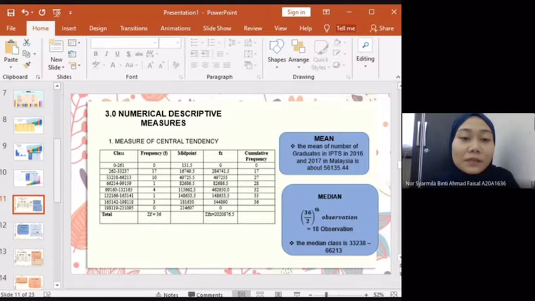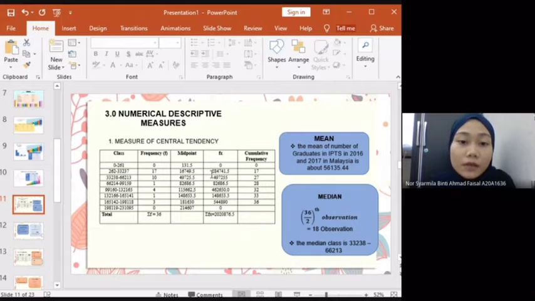My name is Syarmila Binti Ahmad Faisal and my matrix number is A20A1636. Okay, next is 3.0, that is numerical descriptive measure. The first is measure of central tendency. This is the table of the measure of central tendency, that is class, frequency, midpoint, fx, and cumulative frequency.